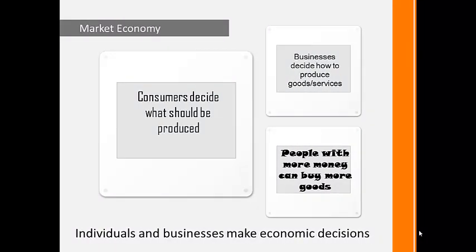In a pure market economy, there is no government involvement in economic decisions. Individuals and companies decide on production and businesses. Consumers decide what should be produced through the purchases that they make. Products that do not satisfy consumers' needs and wants are not purchased, not successful, and are no longer sold. Businesses in a market economy decide how to produce goods and services.